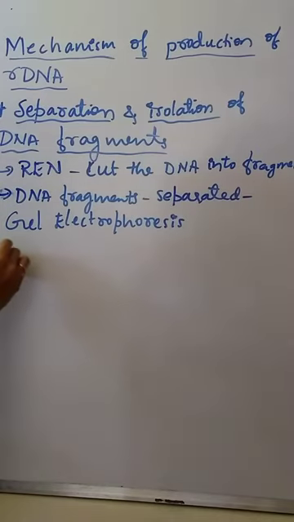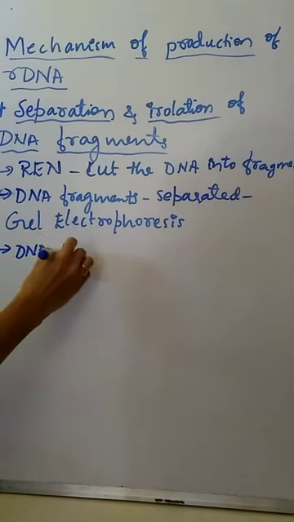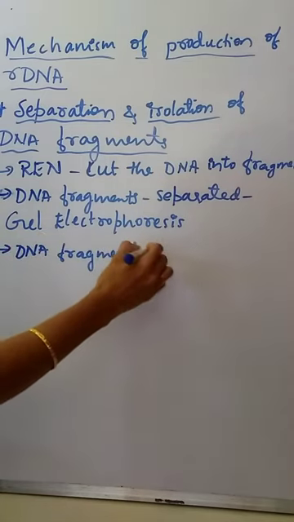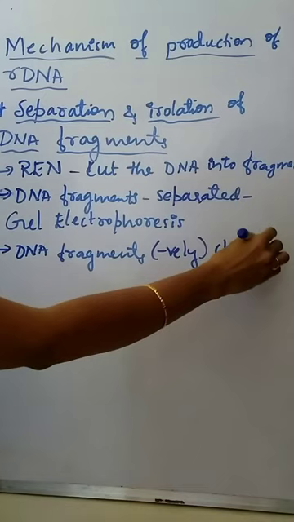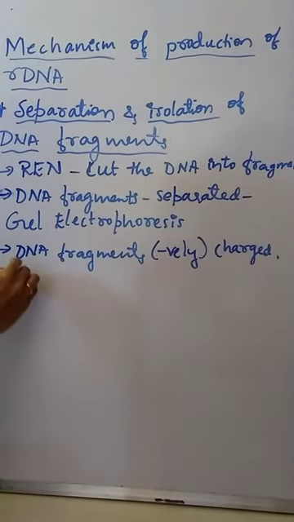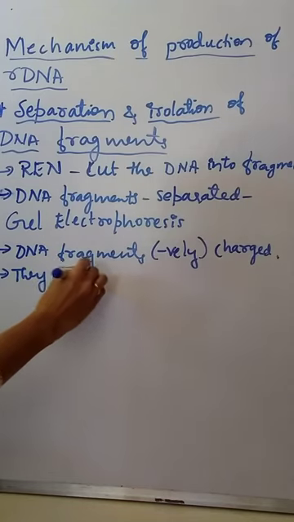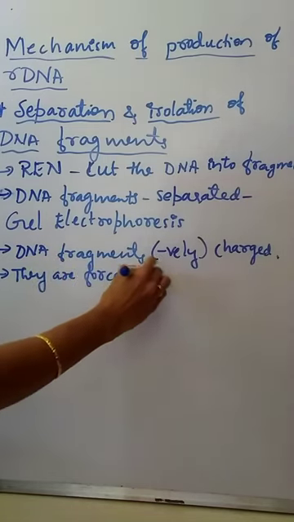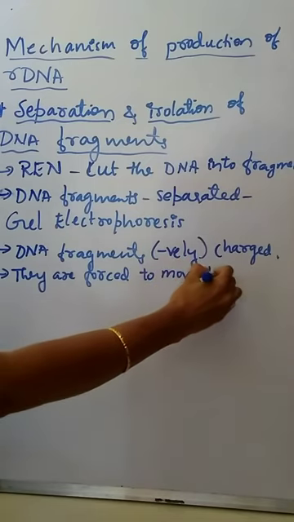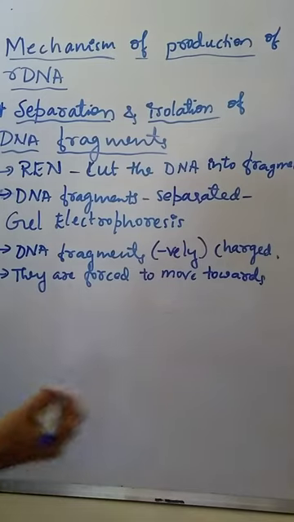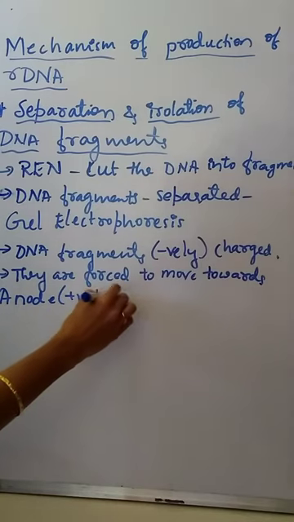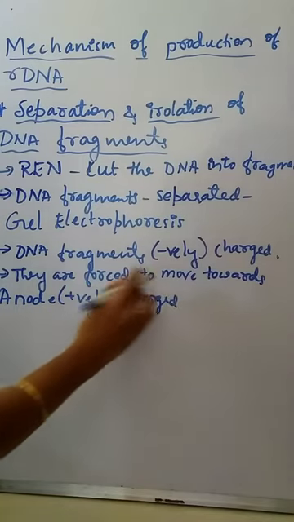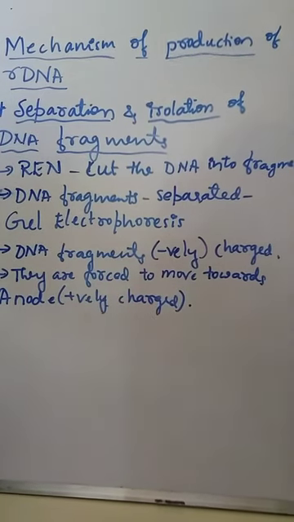DNA fragments are negatively charged. Hence, they are forced to move towards the anode, which is positively charged, under an electric field through a medium or matrix.